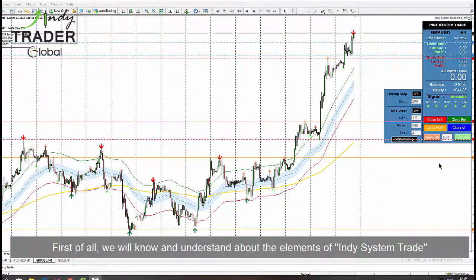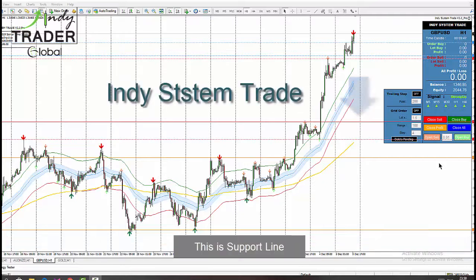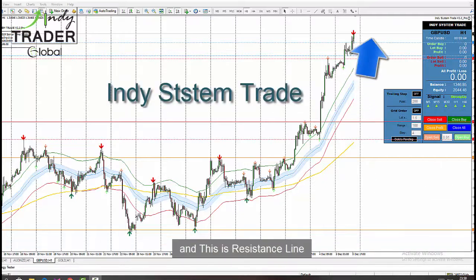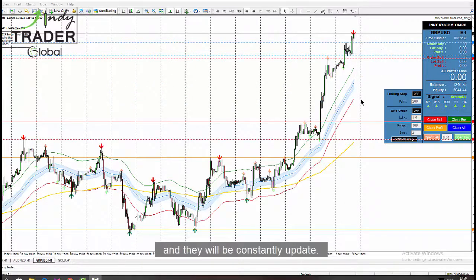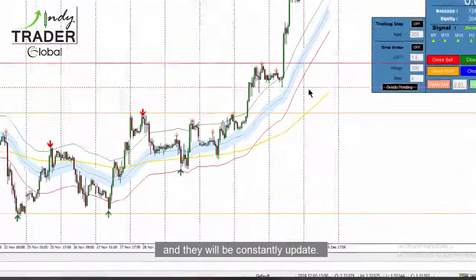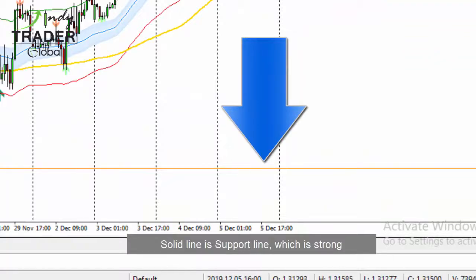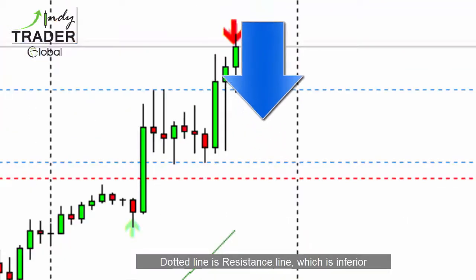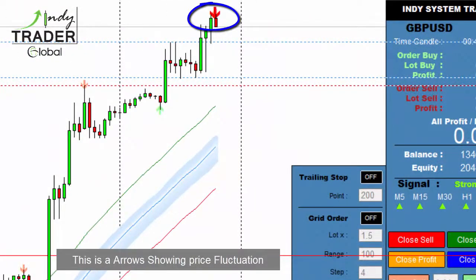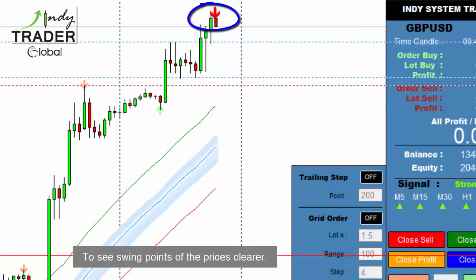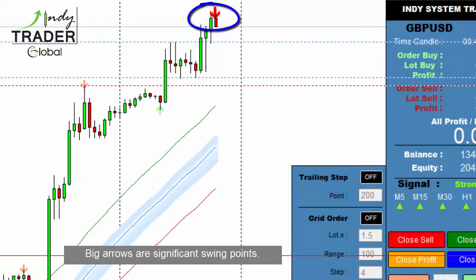First of all, we will learn and understand the elements of Indy System trade. This is the support line and resistance line. The system will find the support and resistance lines automatically, and they will be constantly updated. The solid line is the support line, which is strong. The dotted line is the resistance line, which is inferior. This arrow shows price fluctuation to see where swing points of the price occur. Big arrows are significant swing points.